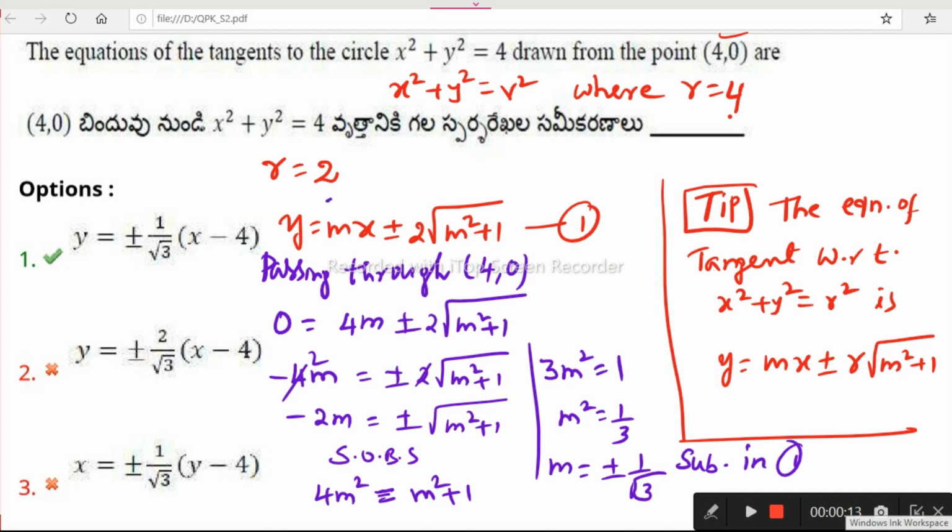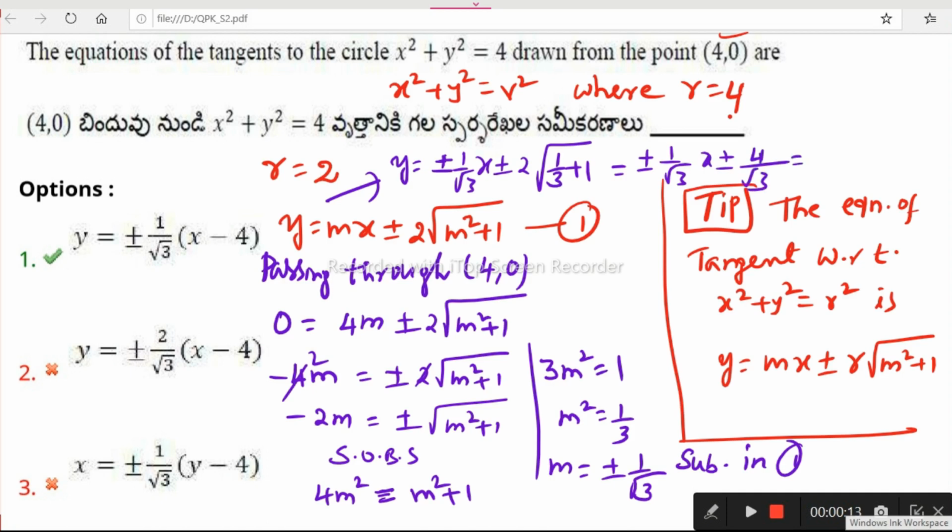Okay, substitute here. In place of m we take y as it is. m is plus or minus 1 by root 3, with x, plus or minus 2 times root of m square plus 1. m square is 1 by 3, we already got. 1 by 3 plus 3, 1 by 3 plus 1. Therefore, y is equal to plus or minus 1 by root 3 of x plus or minus 2 times root of 3 plus 1 is 4. Root 4 is 2, 2 into 2 is 4, so 4 by root 3.